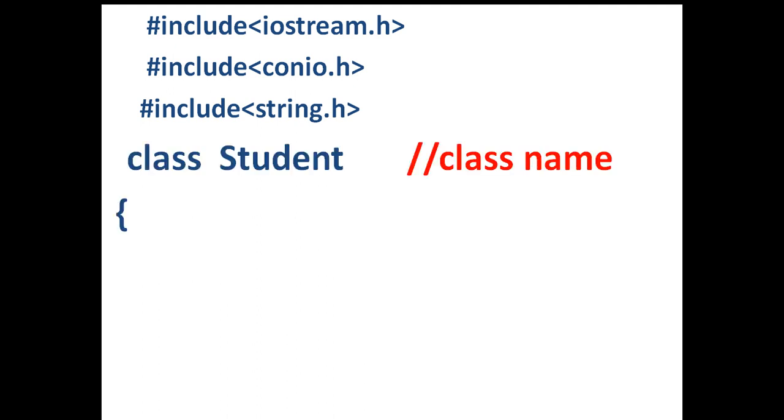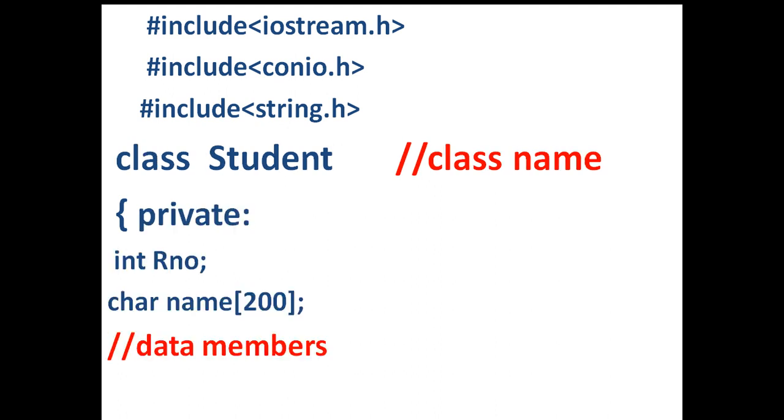We are creating a student class and we are taking two data members, roll number and name. We have declared them as private. Private data can only be used by the class itself and its member functions. Public data can be used outside of the class.